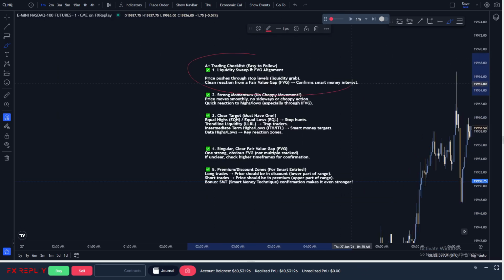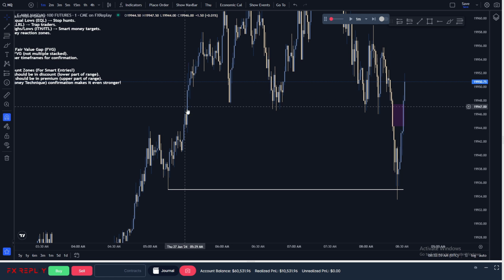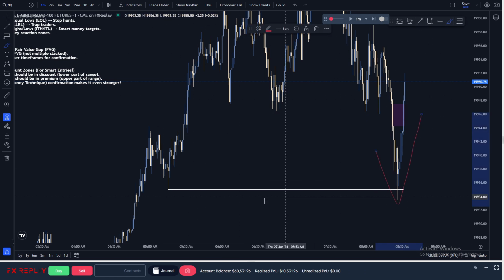First up, we have liquidity sweeps and fair value gap alignment. So this is what separates smart traders from the crowd. We want to see a sharp liquidity grab where price pushes through the stop levels. For example, here we have stops here. So price pushed through stop levels, and this is followed by a clean reaction to the upside.